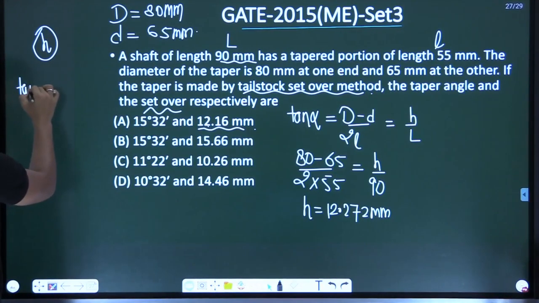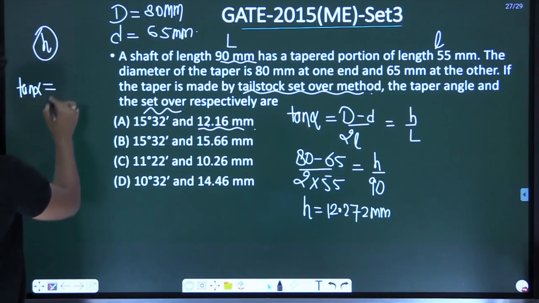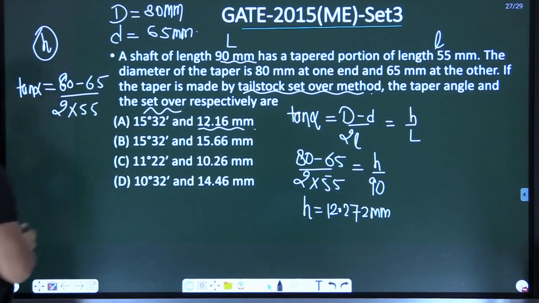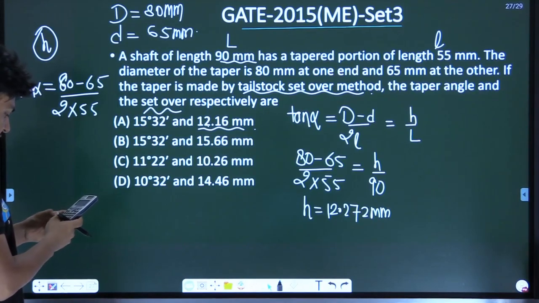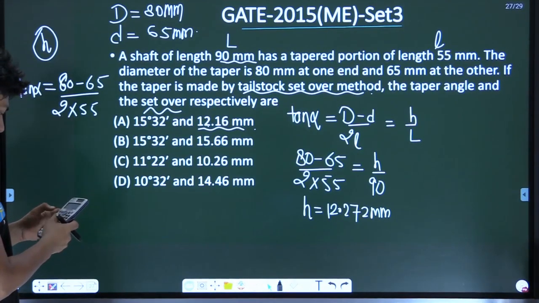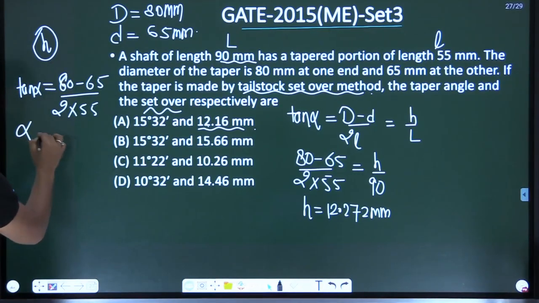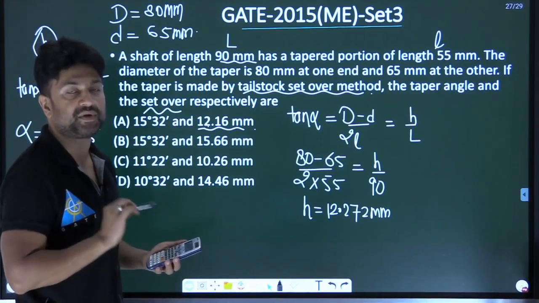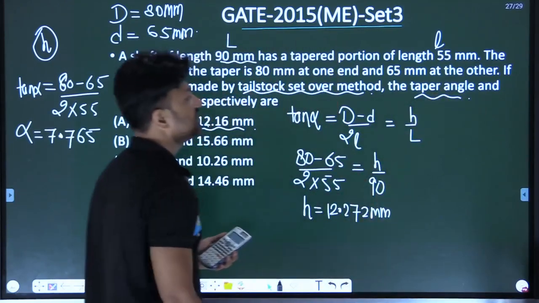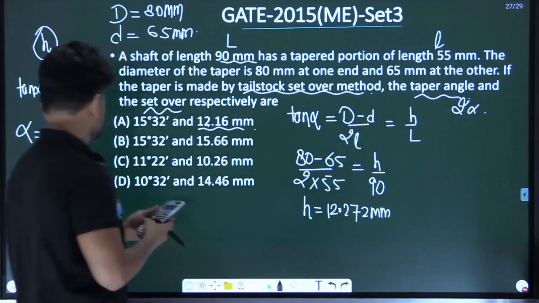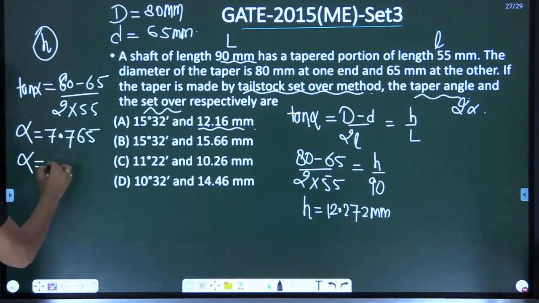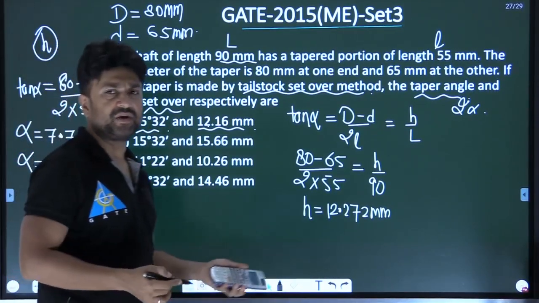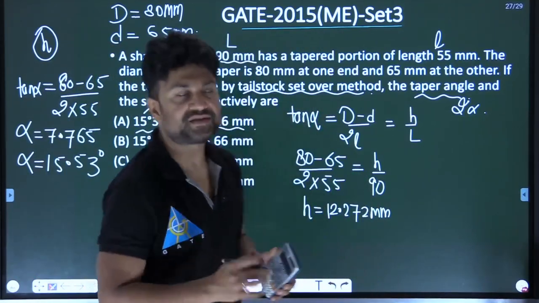Again, 10 alpha equal to what? Equal to 80 minus 65 divided by 2 into 55. So 80 minus 65 divided by 2 into 55. Shift 10 inverse, answer. So here alpha comes 7.765. My dear, this is the half taper angle and he wants to know the taper angle, means what? He wants to know the 2 alpha. So answer into twice. So alpha comes 15.532. If you convert it into minutes or seconds, then it will be the answer. So I hope you understand this thing.